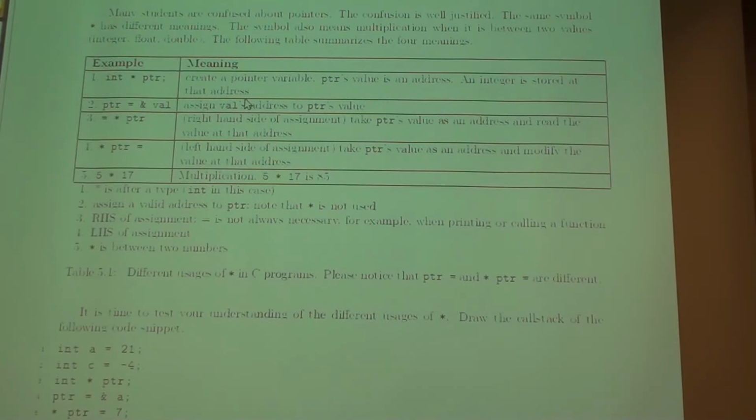If you put star on the right side, that means you take PTR's value as an address and go to read the value at that address. I will show you an example. If you put it on the left side of assignment, it means you take PTR's value as an address and modify the value at that address.